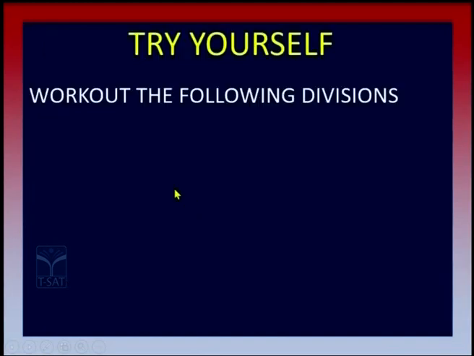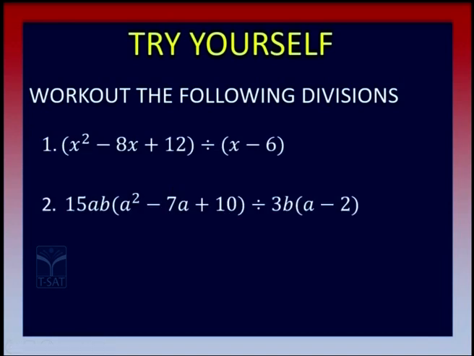Okay students, now it's your turn. Work out the following divisions. X square minus 8x plus 12 divided by x minus 6, and this is the second question, 15ab into (a square minus 7a plus 10) divided by 3b into (a minus 2). Do all these divisions and apply suitable factorization methods to the numerator and find the answer.